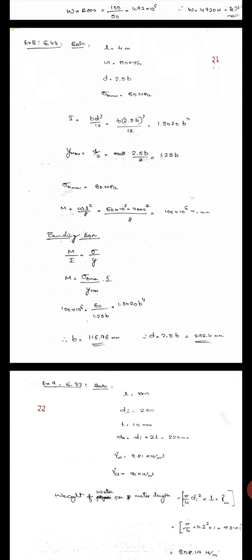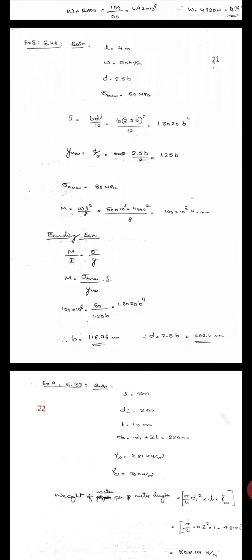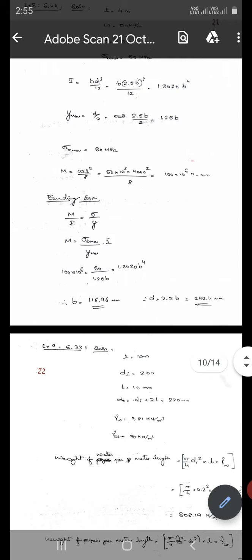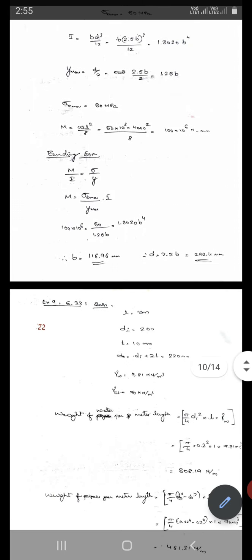So the bending equation M by I equals sigma by y, M equals sigma by y into I. So M is 1 into 10^6, sigma is 60, y max is 1.25b, I is 1.3020b^4. So we get b equals 1.16196, d is 22.4. Thank you.